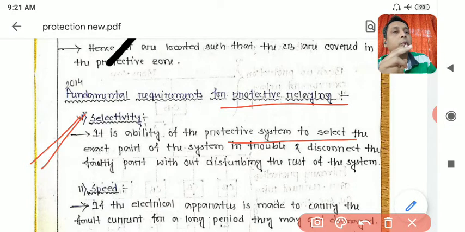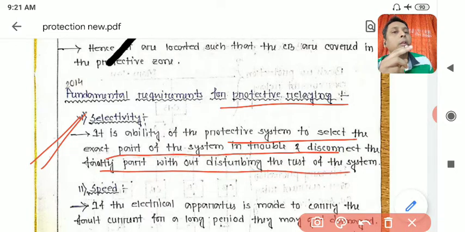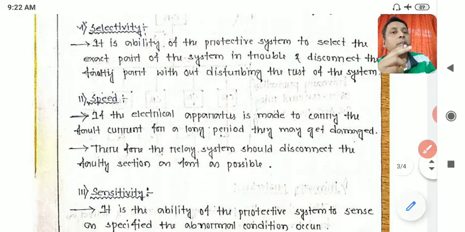It is the ability of the protector to select the exact point of the system in trouble and disconnect the faulty part without disturbing the rest of the system. So the faulty part will be isolated and the healthy part will remain healthy and the other people will get power. So this was the first property that a relay should have.